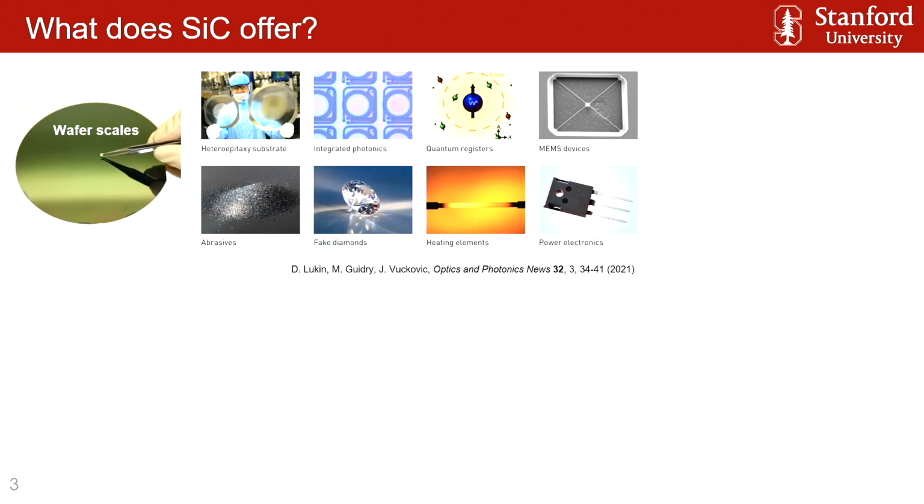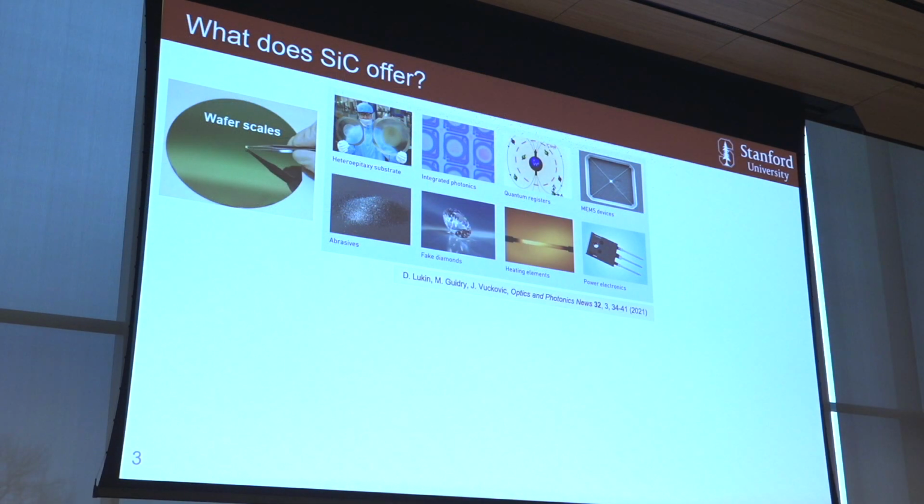So you have these different options for materials to host these spin qubits. Why would you choose silicon carbide? The first reason is that it's available on the wafer scale. Here's a 6-inch wafer of silicon carbide and a tiny chip of diamond, and these two samples cost about the same price. All while silicon carbide displays many of the amazing properties of diamond, so much so that it's used in fake diamond jewelry. It's optically transparent, it's hard, it's thermally conductive.